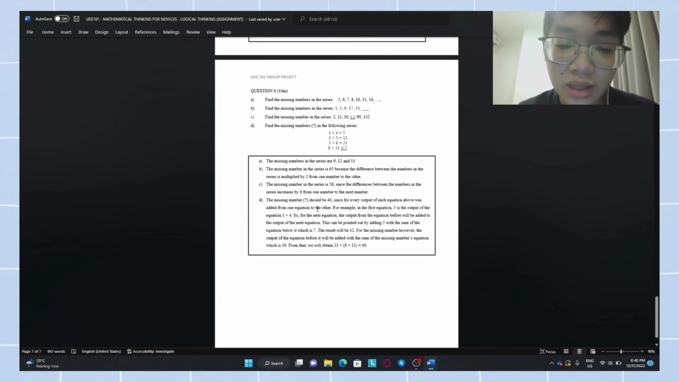For example, in the first equation, 5 is the output of the equation 1 plus 4. So for the next equation, the output from the equation before will be added to the output of the next equation. This can be pointed out by adding 5 with the sum of the equation below it, which is 7. The result will be 12. However, the output of the equation before it will be added with the sum of the missing number's equation, which is 19. From that, we will obtain 21 plus 8 plus 11 equals 40. And that is my explanation for question 6 and question 5.